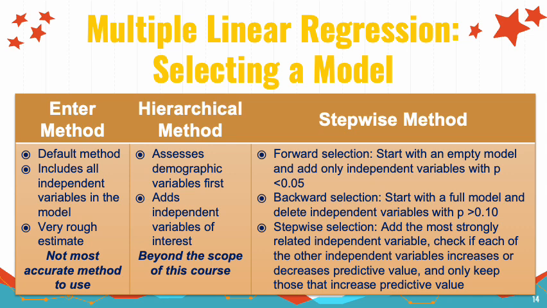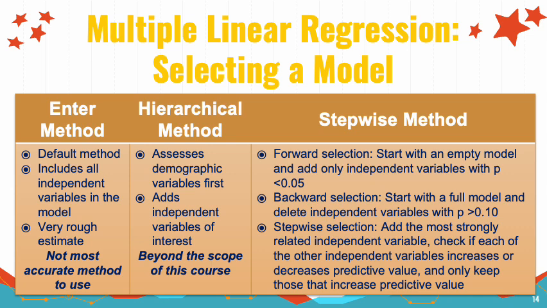The second model is the hierarchical method. This method assesses the impact of demographic variables on the dependent variable and then adds independent variables of interest to see how these will impact predictability. This model is beyond the scope of our course, so we will not discuss it further. The model that you will most likely see in practice is the stepwise method.